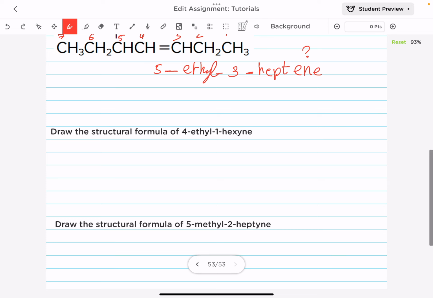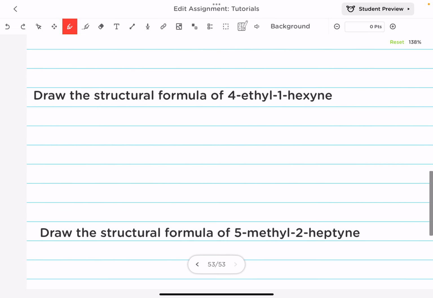Now let's take some examples of drawing. If I have the name and I need to draw, as an advice, always start from the last part of the name. So first of all, I see a hex. So we have a chain of 6 carbons. 1, 2, 3, 4, 5, and 6. Now, by looking at the suffix, I see -yne, hexyne, means that I have triple bond. Where exactly is this triple bond? It's on the 1st carbon. So I write it on the 1st carbon.